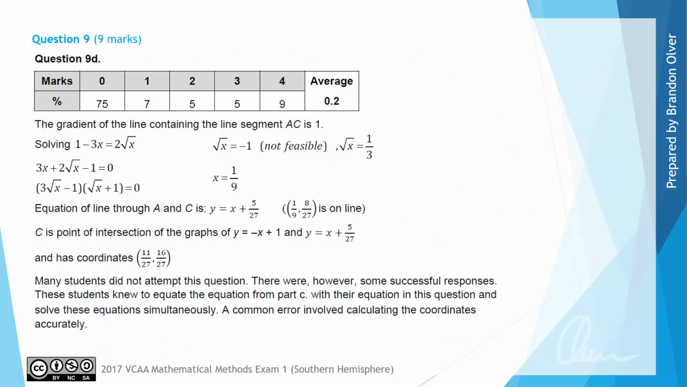From the examiner's report, we can see that only 9% of students got full marks for this question, and a whopping 75% of students got 0 marks. The examiner's report goes on to state that many students did not attempt this question at all. There were, however, some successful responses. These students knew to equate the equation from part C with their equation in this question, which represented the line AC, and solve these equations simultaneously. A common error involved calculating the coordinates accurately.